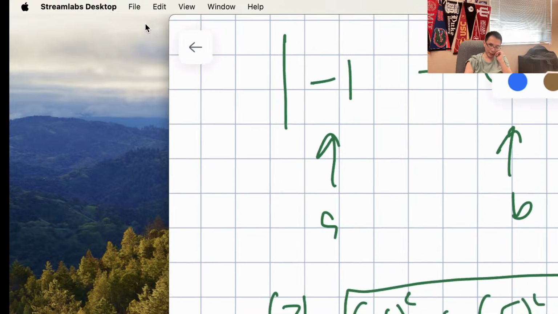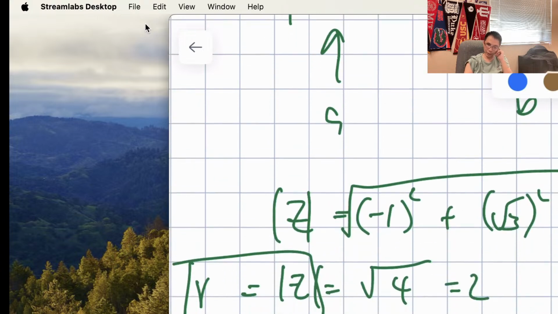So then z is equal to r cosine theta plus r sine theta i. Oh sorry, this is x, this is y. My bad. So therefore it's going to be 2 cosine of 4 pi over 3 plus 2 sine of 4 pi over 3 i. And this is called the polar form of the coordinate.